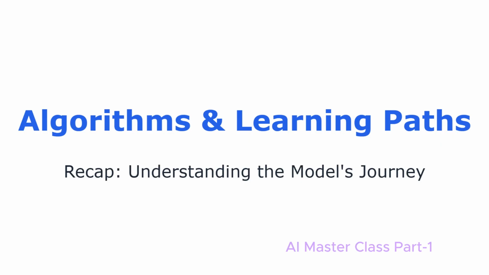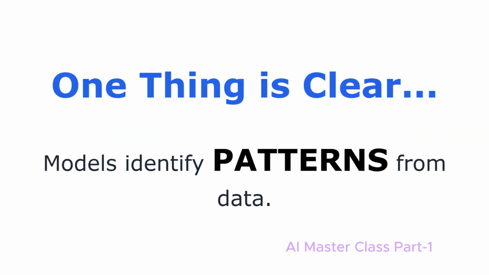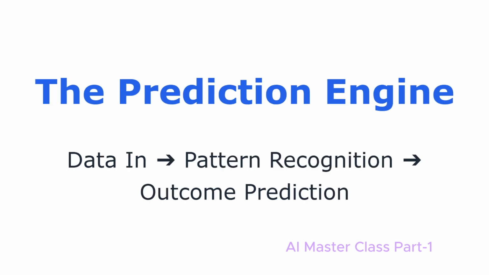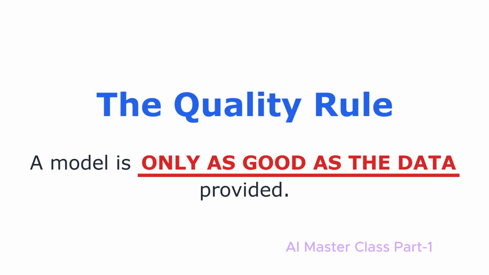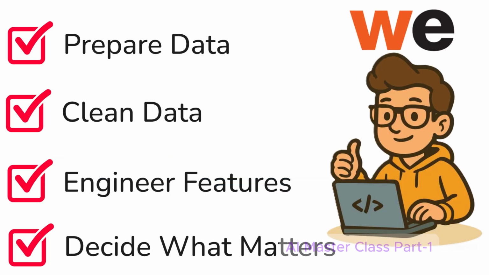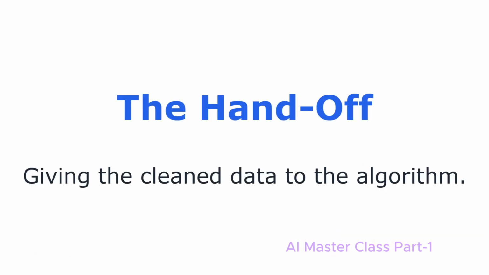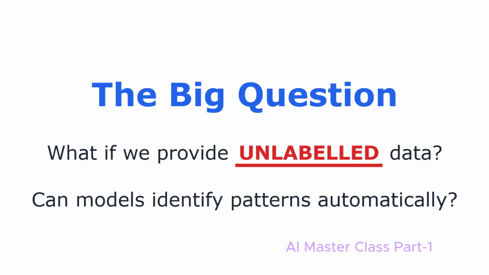Till now, we have understood many algorithms and multiple other concepts which helped us improve the model's learning path. One thing is clear by now, which is that models identify the pattern from the data that we provide, and based on that, they start predicting the next outcome. So we can say the model is only as good as the data. We prepare the data, we clean it, we engineer features, we decide what matters, and then we hand it over to the algorithm. Now what if we do not provide labeled data and the models automatically identify the patterns? Everyone was thinking, maybe this is not even possible.